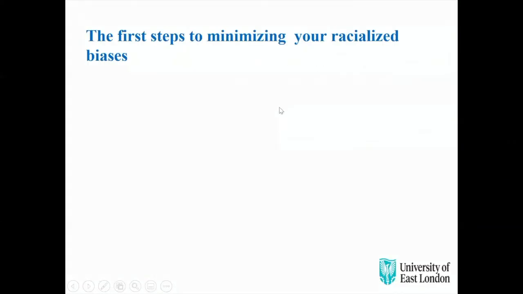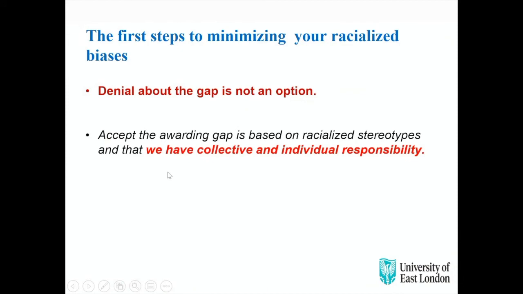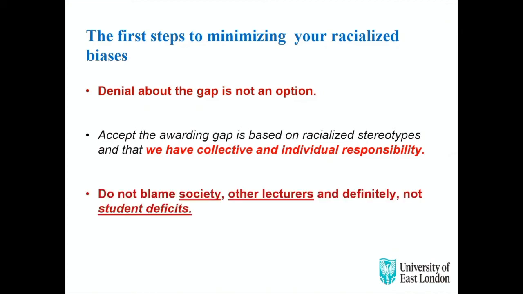So, first steps in minimizing the racialized biases. First of all, denial about the awarding gap is not an option. And I still think lots of colleagues still deny that the awarding gap is a real thing that we need to work on. So accept that the awarding gap is based on racialized stereotypes, some of the things I've said already. And we have collective and individual responsibilities to do something about it. So even if we have accepted the gap, we need to make sure all our colleagues accept the gap. It's a collective thing, because if one academic is working enlightened, it's not going to work. Everyone has to work this way.